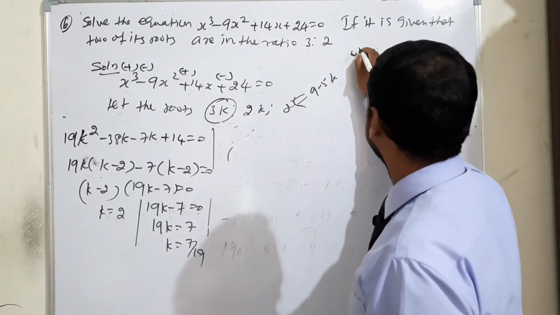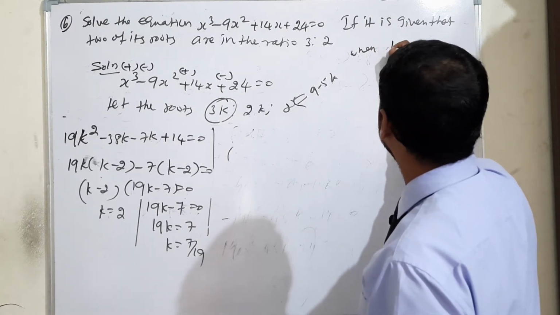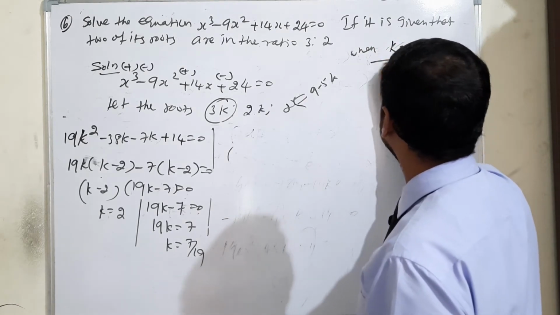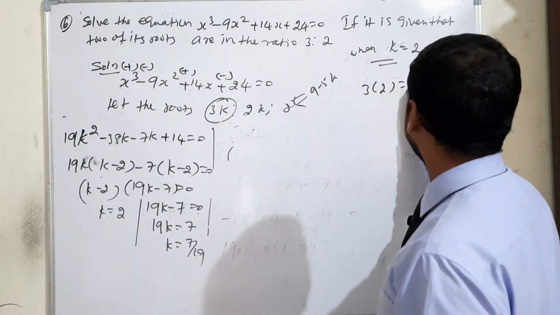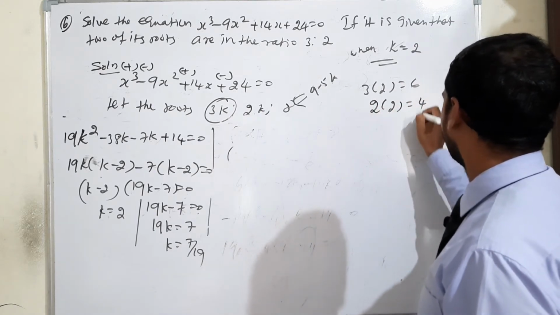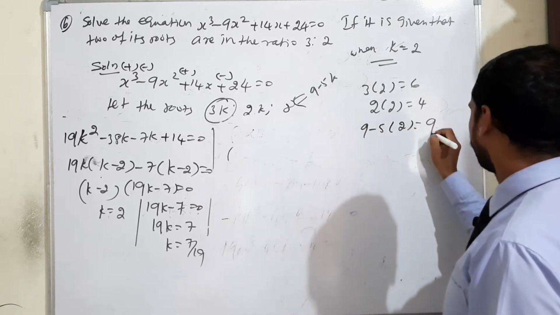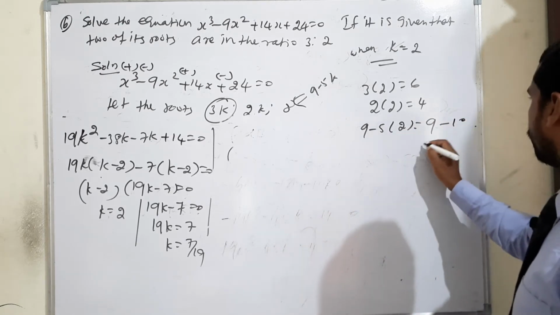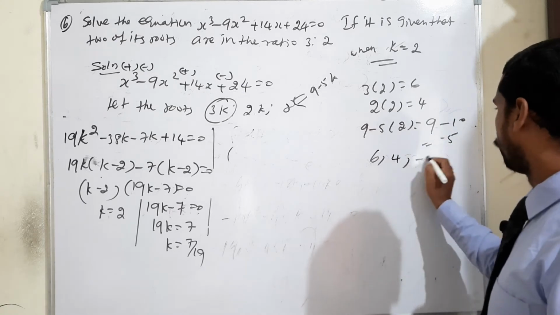So when k is equal to true, what will happen? K is equal to true means 3 into 2 is equal to 6. Next one, true k. Again 2 into 2 is equal to 4. Last one, 9 minus 5 into 2. Therefore 9 minus 5 into 2 is equal to 10. Answer will be minus 5. Therefore first root 6 comma 4 comma minus 5.